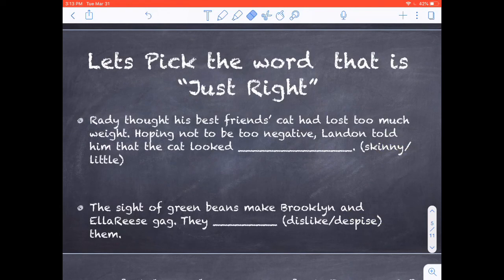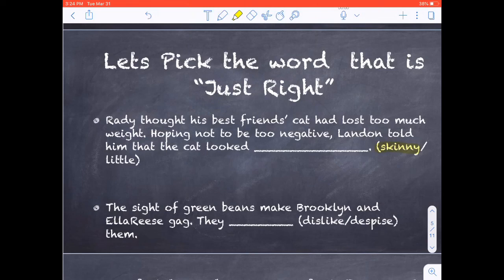Let's try another one. Randy thought his best friend's cat had lost too much weight. Hoping not to be too negative, Landon told him that the cat looked, and we are choosing between skinny or little. We're trying to think which word gives us the best imagery, which one is related to the context. We are thinking about weight. Our best choice is skinny because little could mean that it's still a kitten or that it's smaller than another cat, but we need to relate it back to weight.